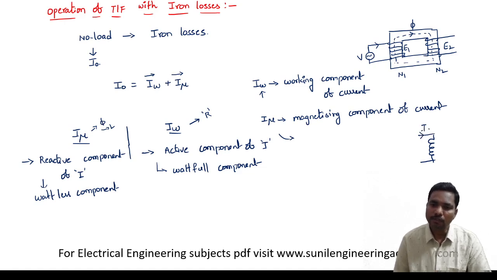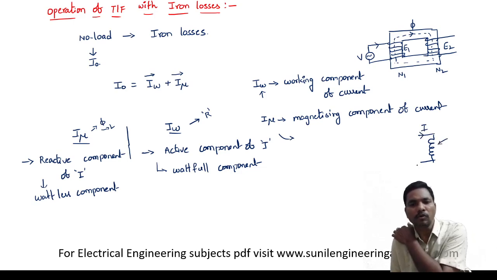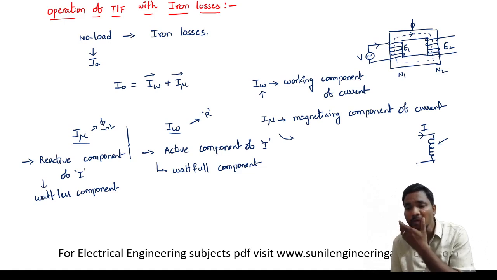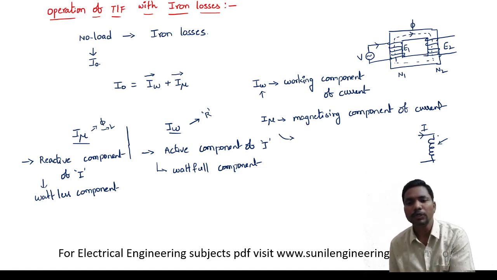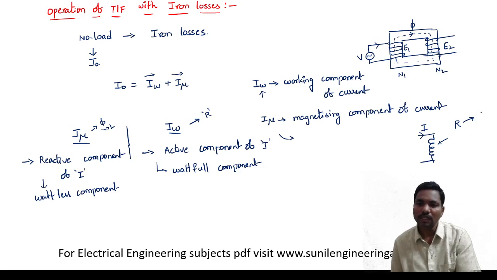If you send some current through the inductor, a pure inductor never absorbs any amount of power, correct? But this inductor is made with some copper, so it has some resistance. Due to that resistance, we are getting some losses, correct? So whenever the current is flowing through this inductor, due to the resistance, we may have some losses. That corresponding current is the working component.